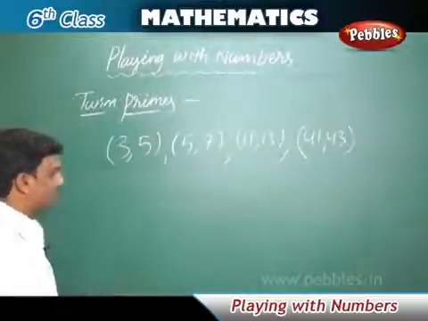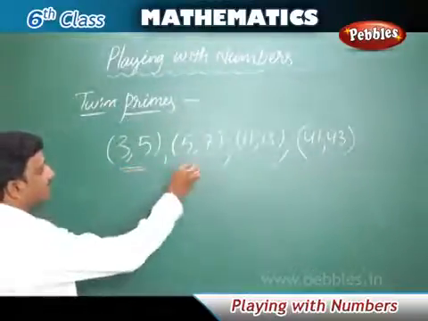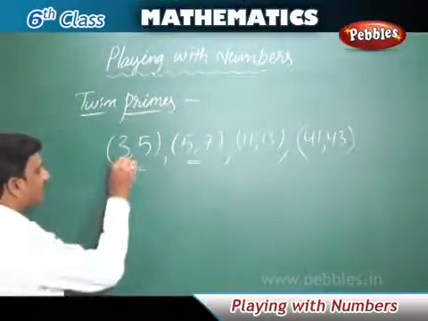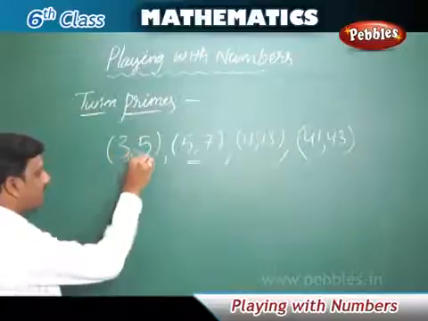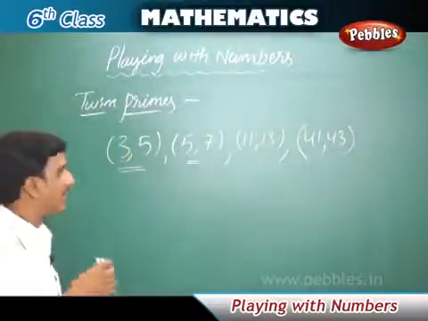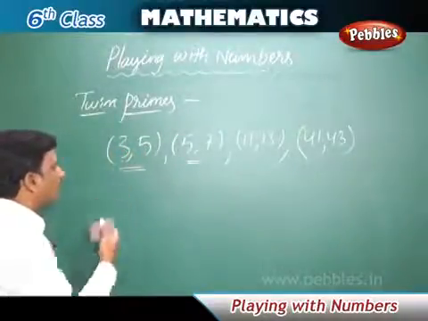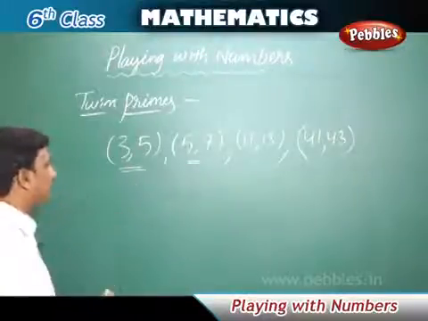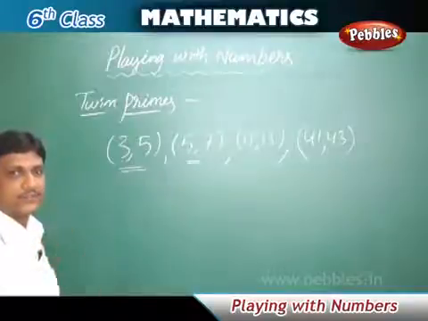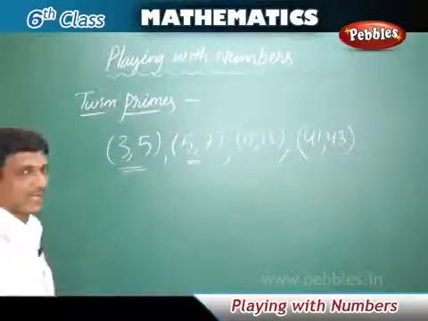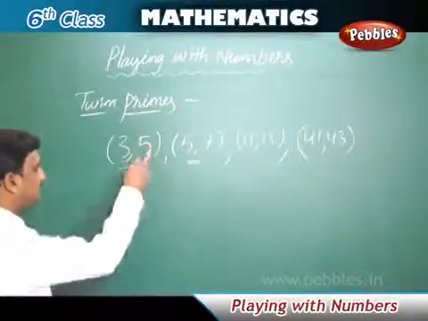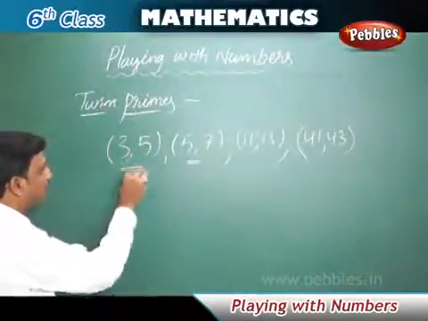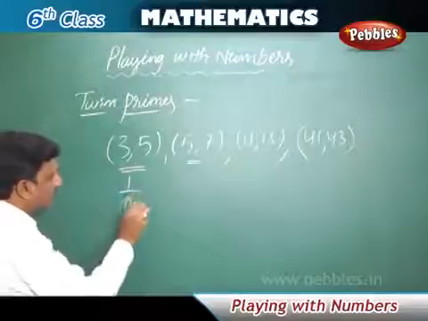What are twin primes? Here we have some prime numbers, 3 and 5. The prime numbers that differ by a value of 2 are called twin primes. So here, 3 and 5, their difference is 2. Both are prime numbers, so these two together are called twin primes.